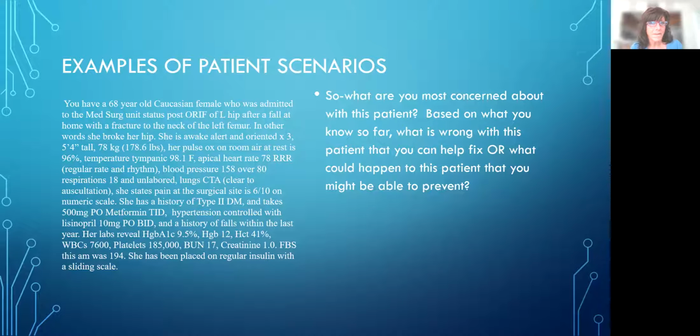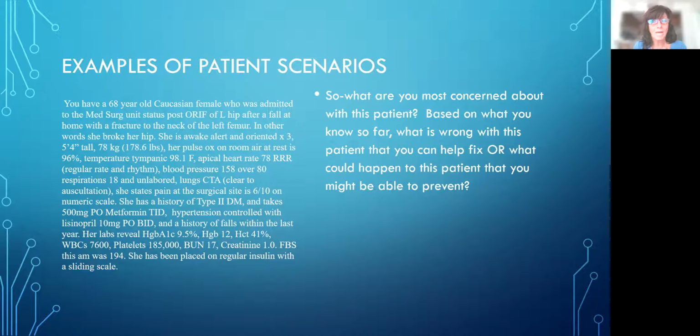5'4", 178 pounds. Okay. Her pulse ox on room air at rest is 96%. What's going to happen when she moves around? Is it going to go down? Temperature, tympanic, 98.1. Not remarkable. Apical heart rate, 78, RRR, regular rate and rhythm. Okay. Blood pressure, 158/80. Respirations, 18 and unlabored. Lungs are CTA, clear to auscultation. And she states that she's got pain at the surgical site. It's a 6 out of 10 on the numeric scale.